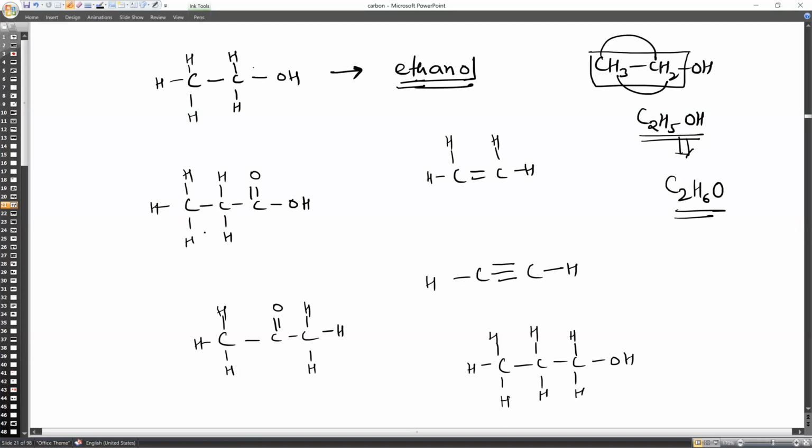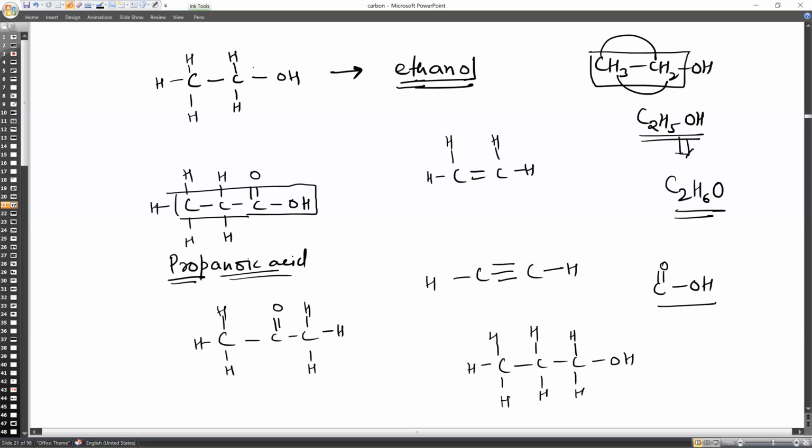Propanol? Not propanol, it is propanoic acid. Prop for 3 carbon. This carbon should be calculated, as this is the functional group carbon. It should be calculated in the chain. Number 1, 2, 3. Prop, then ane, E cancelled, and then oic acid, because it is a carboxylic acid. COOH is carboxylic acid; its structural form is like this. This and this are both the same. Got it? Okay, sir.